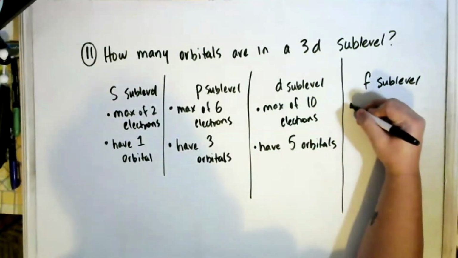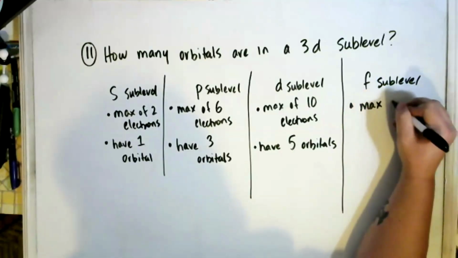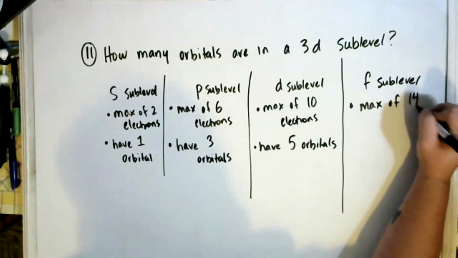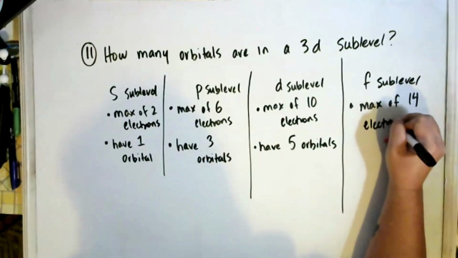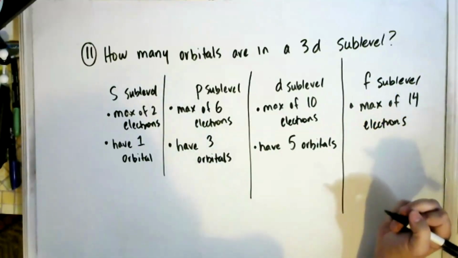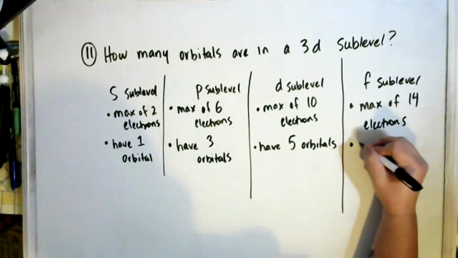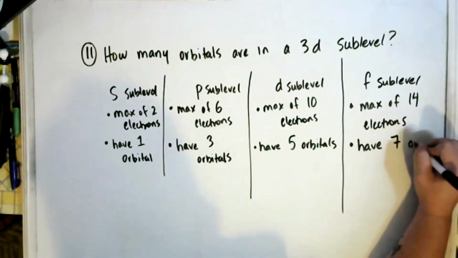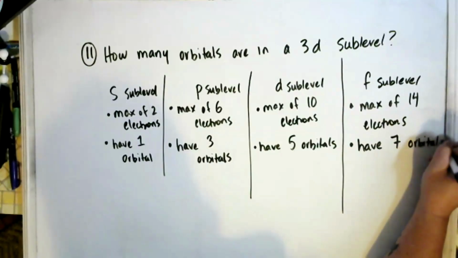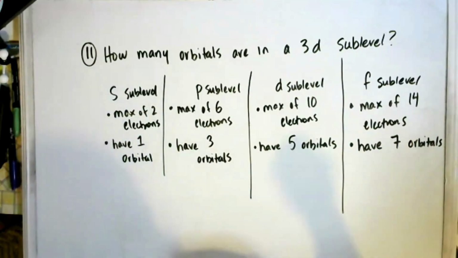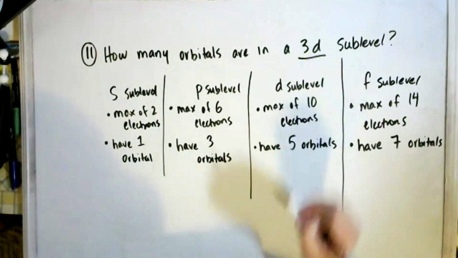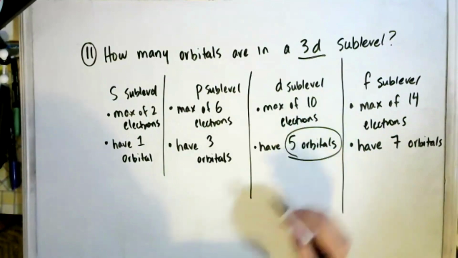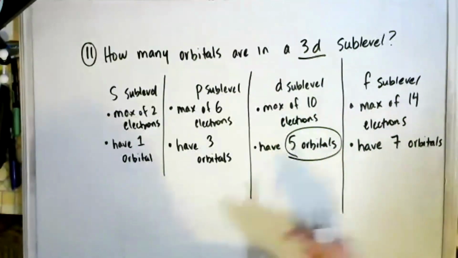For our F sublevel, these are going to hold a maximum of 14 electrons. And if we have 14 electrons, that means our F sublevel will have 7 orbitals. Every F sublevel has 7 orbitals. So in this case, we have a 3D sublevel. It's going to have 5 orbitals in it.